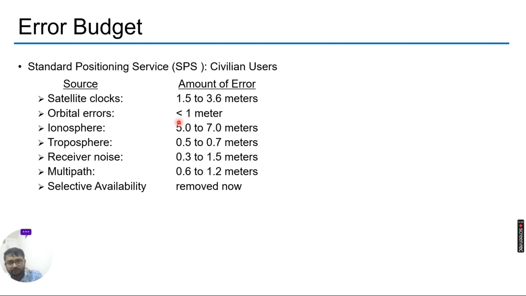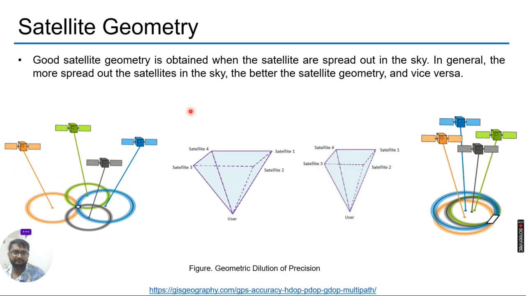Out of that, we can also remove the errors because of the troposphere by calculating the amount of gases which are available in the troposphere, and we can model it, but we cannot remove the effect of the multipath and sometimes the receiver noise as well. Now, how to improve this error?